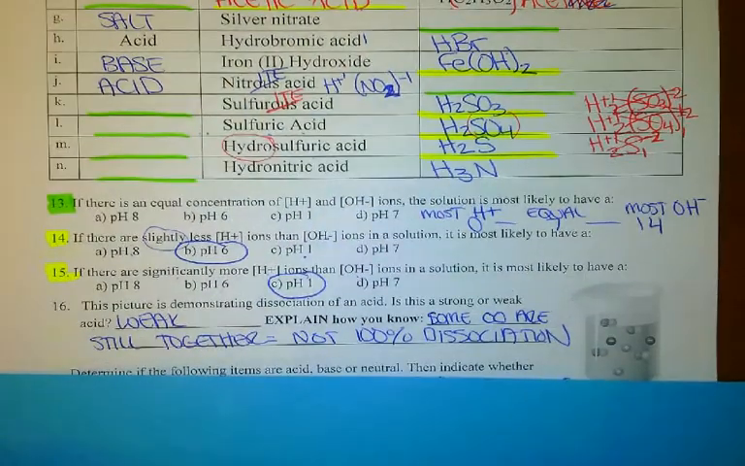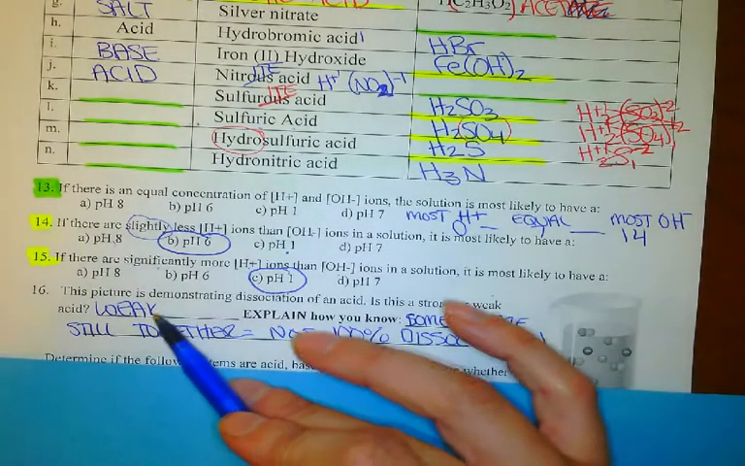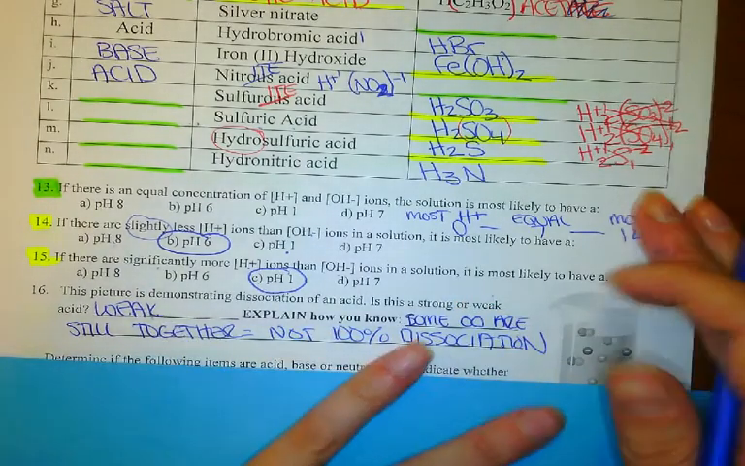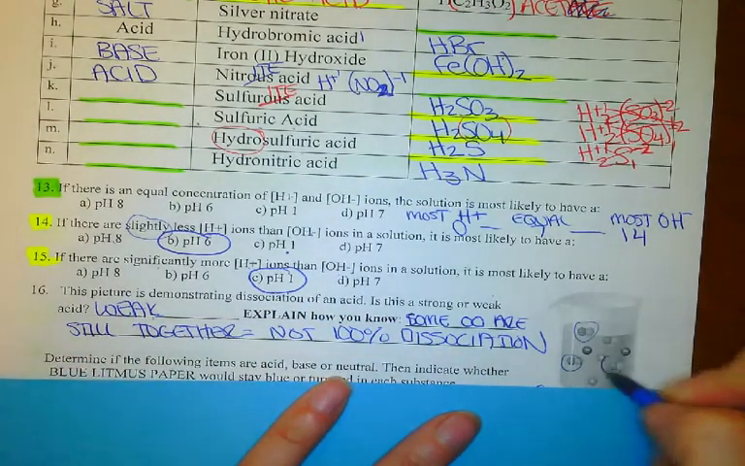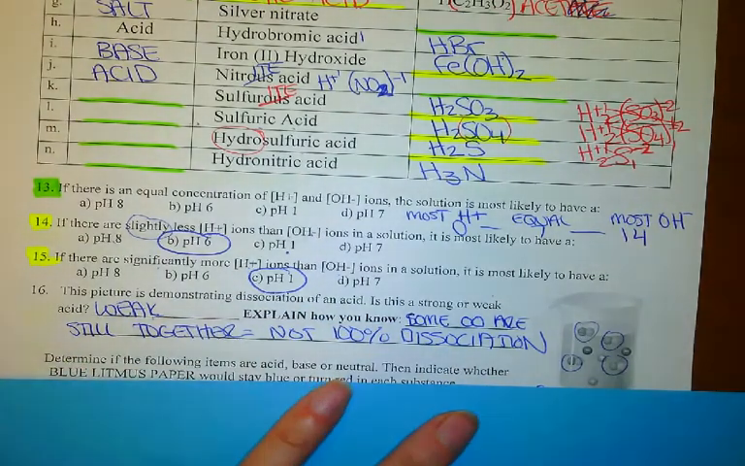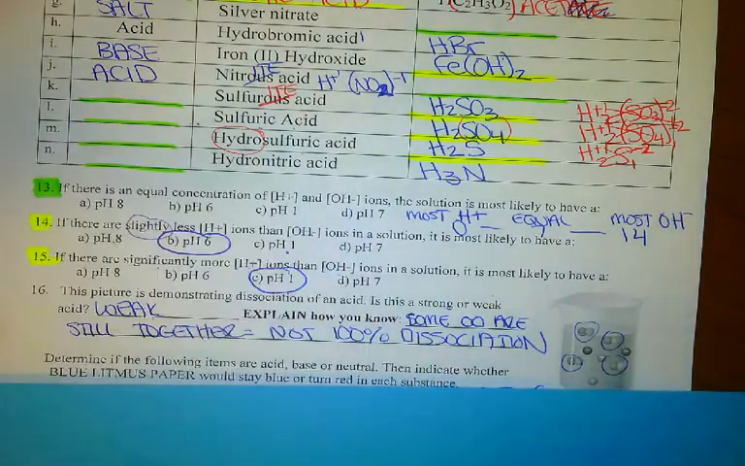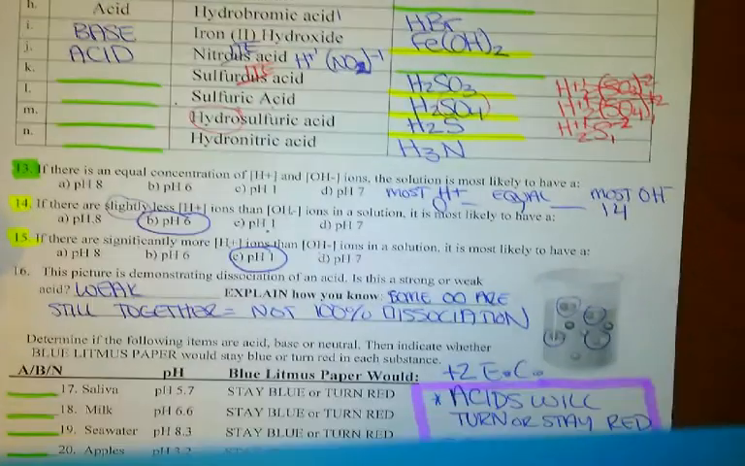All right. The reason I knew that this was a weak electrolyte, or excuse me, a weak acid, which is a weak electrolyte, is because some of the acids are still stuck together. Not all of them came apart. Only 2 out of the 6 came apart, which means it's not a strong acid, it's a weak acid.